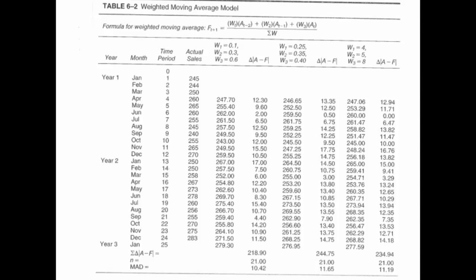Based on this table, it appears that the first weighted moving average approach is the best, with the lowest MAD of 10.42 units. This means that the forecasted sales for each month differed from actual sales for that month by an average of 10.42 units. Sometimes the forecasted sales for a given month was higher than the actual sales, sometimes it was lower.